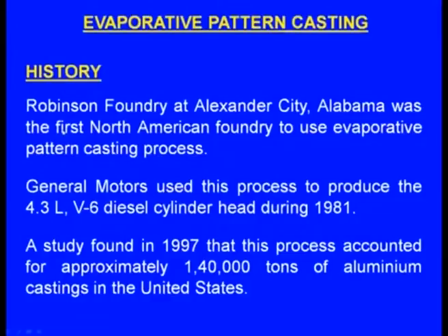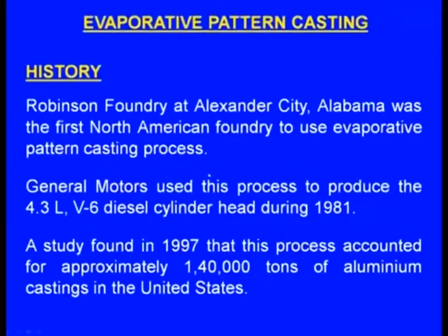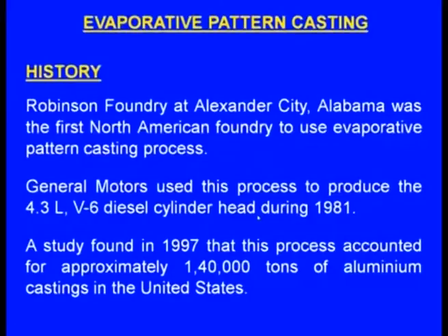Robinson Foundry at Alexander City, Alabama was the first North American foundry to use the evaporative pattern casting process. General Motors used this process to produce the 4.3 liter V6 diesel cylinder head during 1981. A study found in 1997 that this process accounted for approximately 140,000 tons of aluminum castings in the United States.